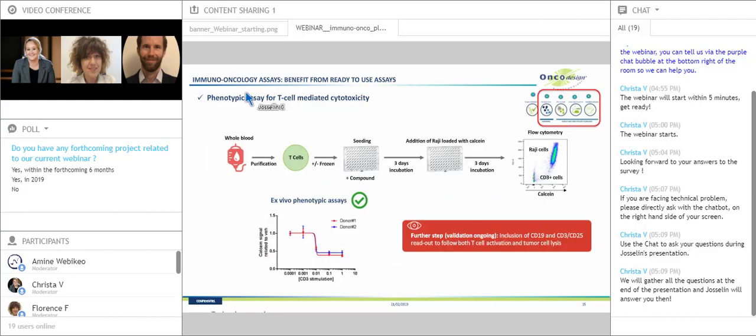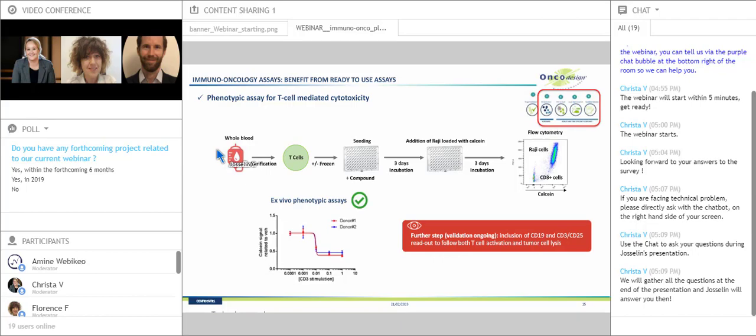Regarding this test, it is a T cell mediated cytotoxic assay, and we use a 96 well plate as well. So again, we can use it for a campaign of a small bank of molecules, or we can use it as a routine support for your program.